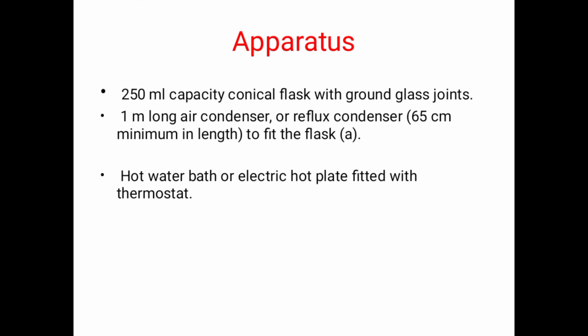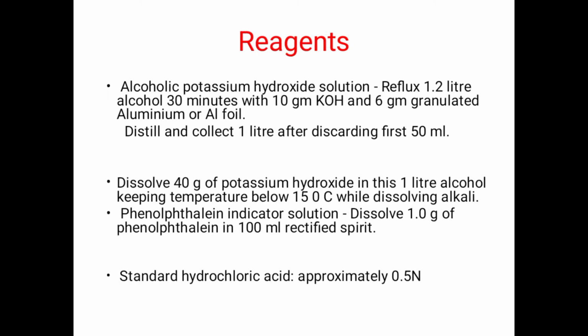We require a 250 ml capacity conical flask with ground glass joints. Again, a 1 meter long air condenser or reflux condenser to fit the flask. Then we require a hot water bath or electric hot plate fitted with thermostat. So these are the apparatus required for determining the saponification value of fats or oils. Let us discuss the next one, that is the reagents. Which reagents are required to find out the saponification value?